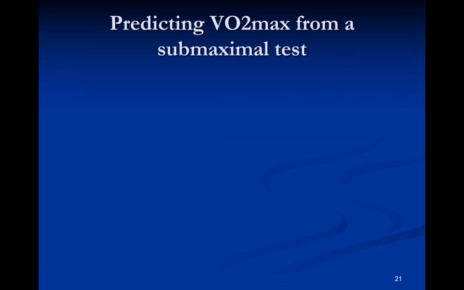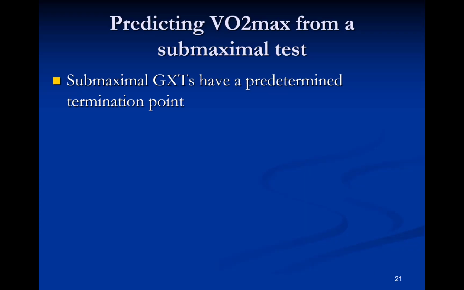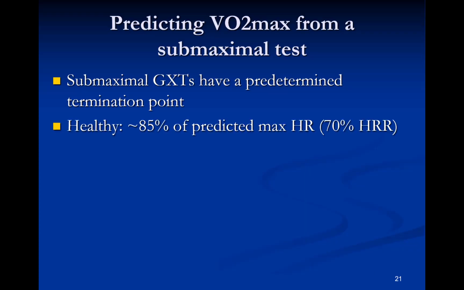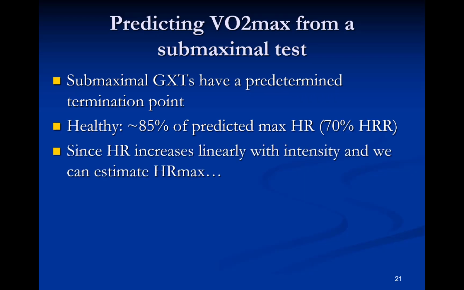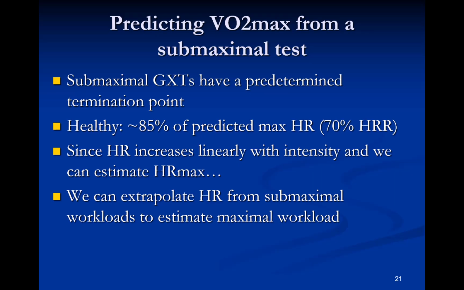All right, so talking about a submaximal test, like we said earlier, submaximal graded exercise tests have a predetermined termination point. Usually that's going to be about 85% of predicted max heart rate. The whole idea behind this is that since heart rate increases linearly with intensity, we can estimate heart rate max even using 220 minus age. As simple as that is, we can extrapolate the heart rate response to estimate the maximal workload.